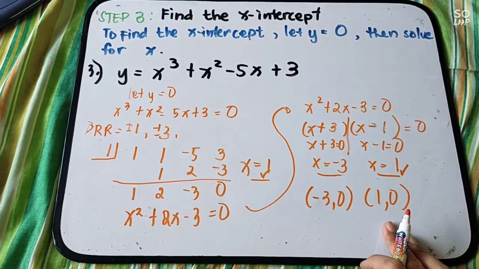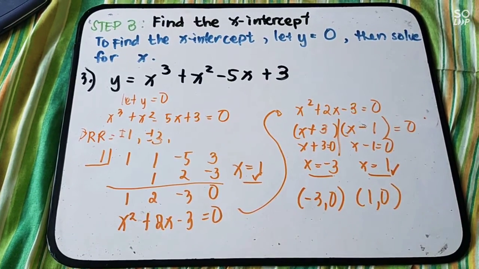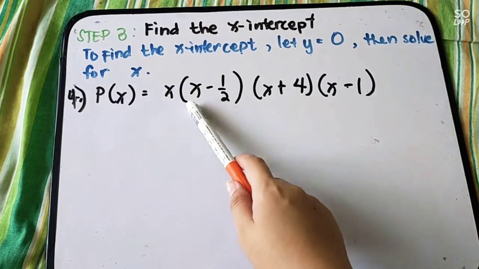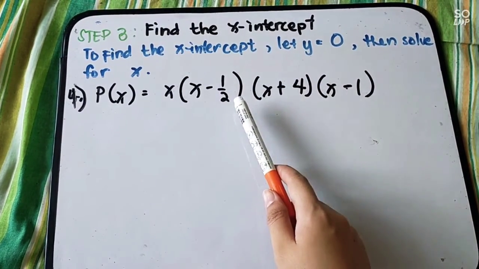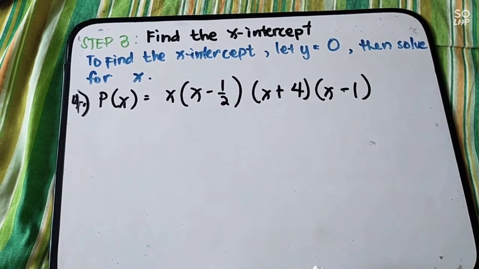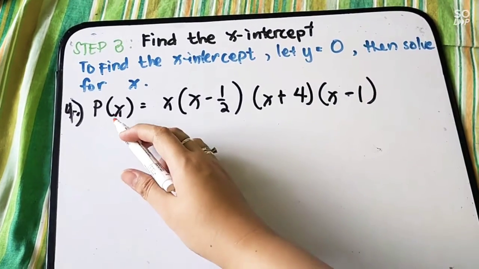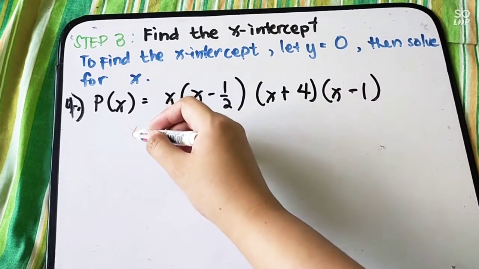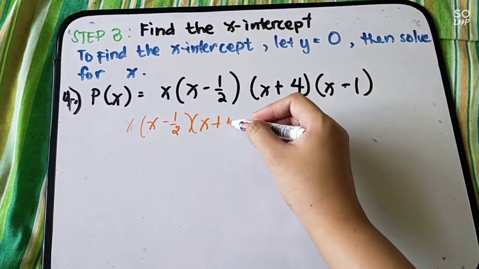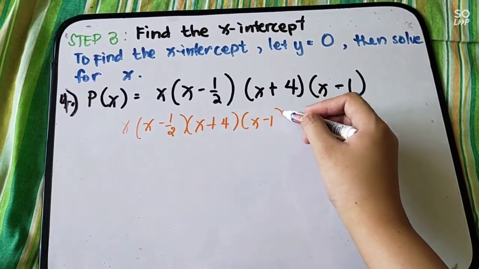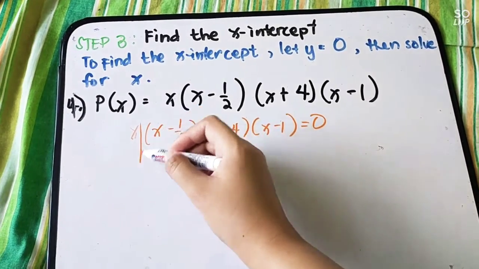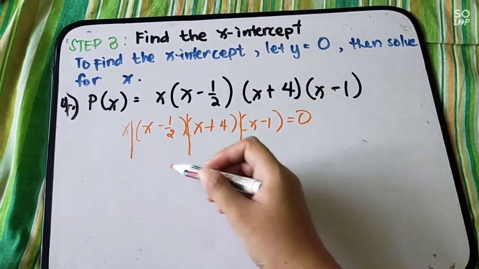Is it clear? Let's have another example. Example number 4. We have here p of x equals to x times x minus 1/2, then times x plus 4 times x minus 1. Simple lang ito. So, itong function mo, equate mo lang to 0. So, you have here x times x minus 1/2 times x plus 4, then x minus 1 equals to 0. Separate mo lang lahat dyan, since naka-factored form naman.